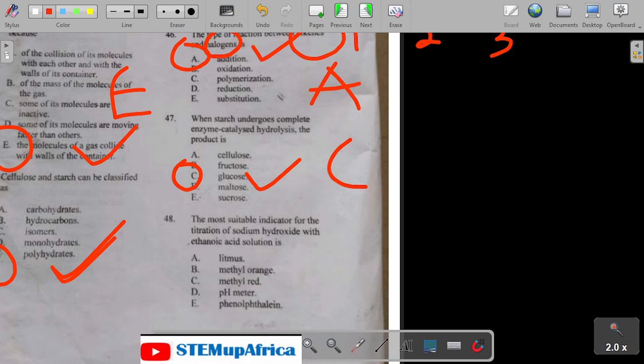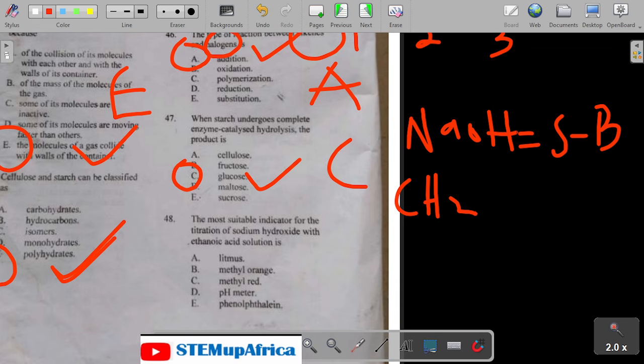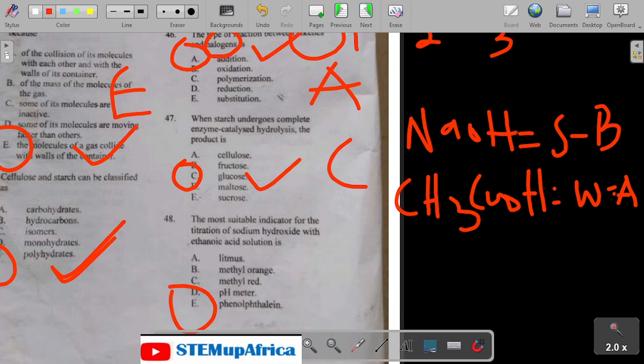Now, 48. Say the most suitable indicator for titration of sodium hydroxide and ethanoic acid. So sodium hydroxide is a strong base, while ethanoic acid is a weak acid. So when you're having a weak acid and strong base, you use phenolphthalein, which is E.